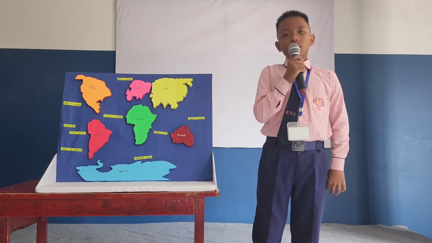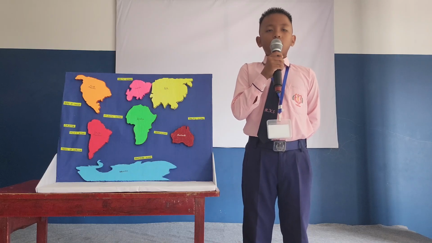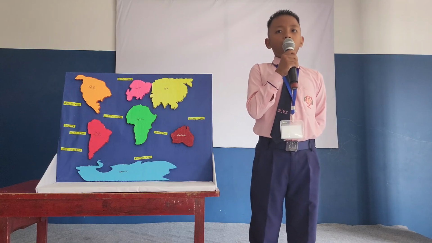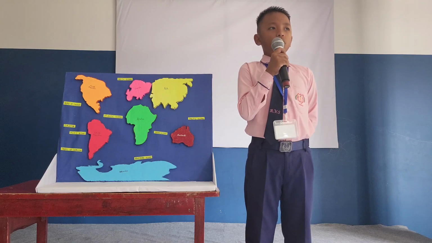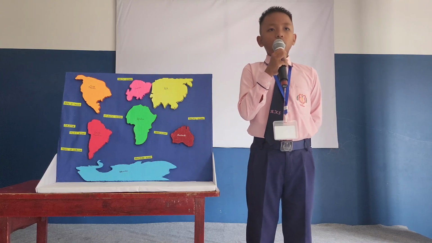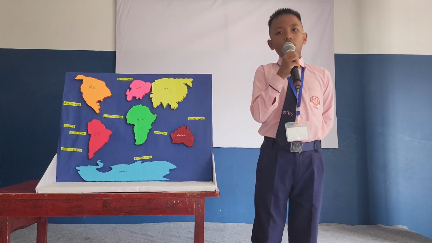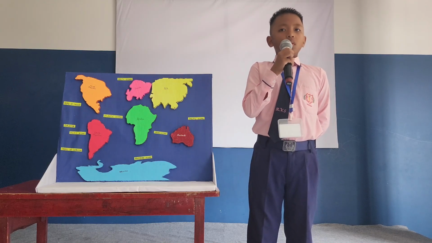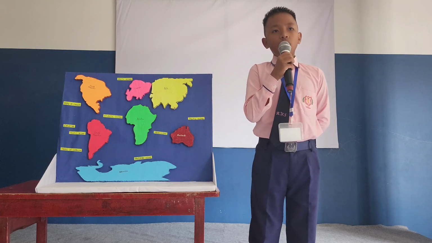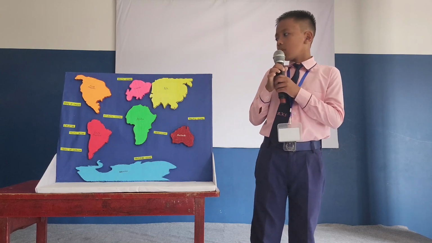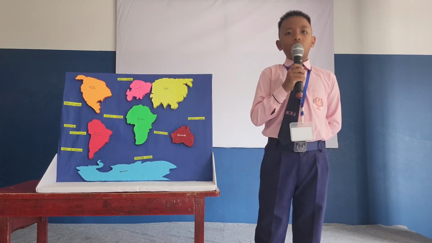Arctic Ocean. Arctic Ocean is the smallest ocean on the earth. It lies mostly in the Arctic Circle. It surrounds the North Pole. It is surrounded by North America and Eurasia on the north.